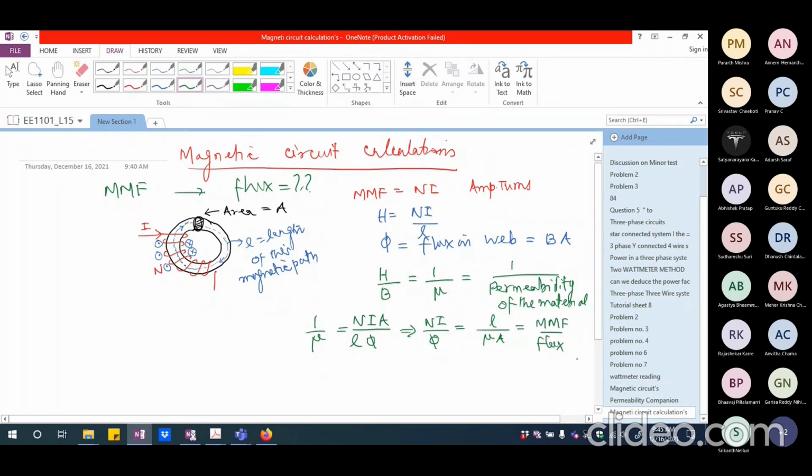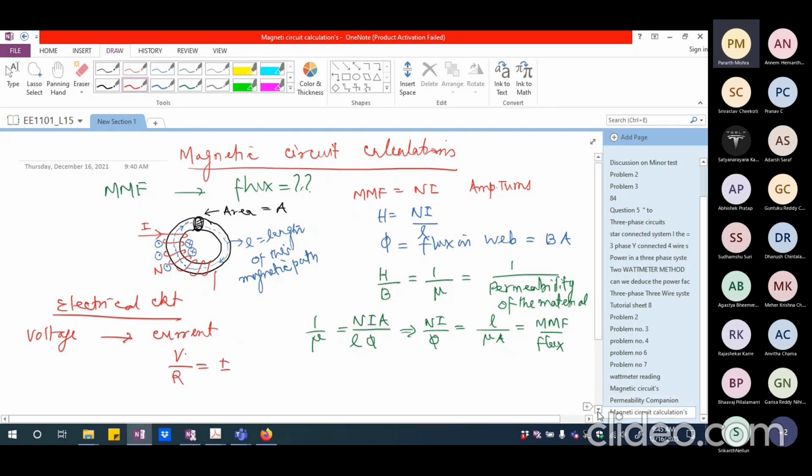So just like in an electrical circuit, if I try to look at an electrical circuit, I am going to have a voltage applied to it that results in current. And if it is a DC circuit, we say V divided by the resistance is equal to current. This is what we say in an electrical circuit.